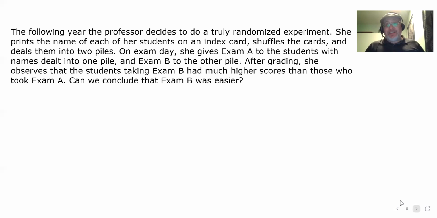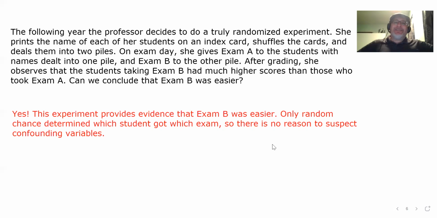Or what we're really asking is, was this a randomized experiment? Were the values assigned randomly? Were the exam types A or B assigned randomly to the students? And the answer is absolutely they were. Yes, this experiment provides evidence that exam B was easier. Only random chance determined which student got which exam, so there's no reason to suspect confounding variables.